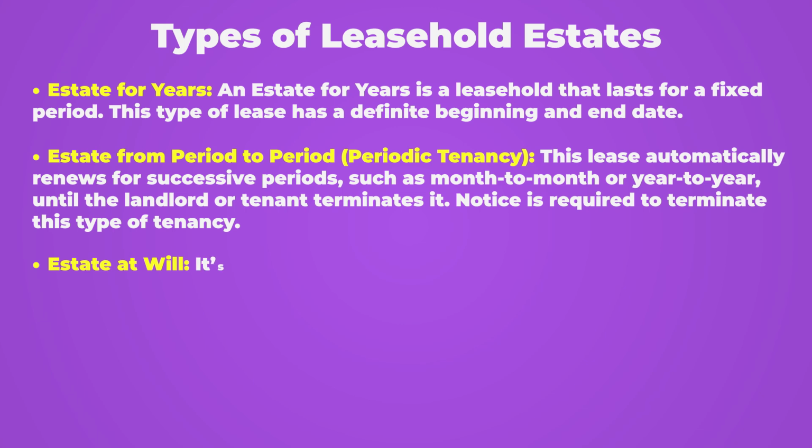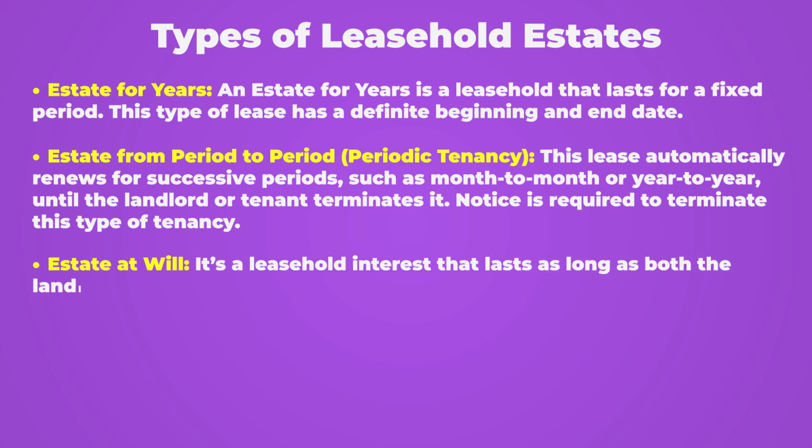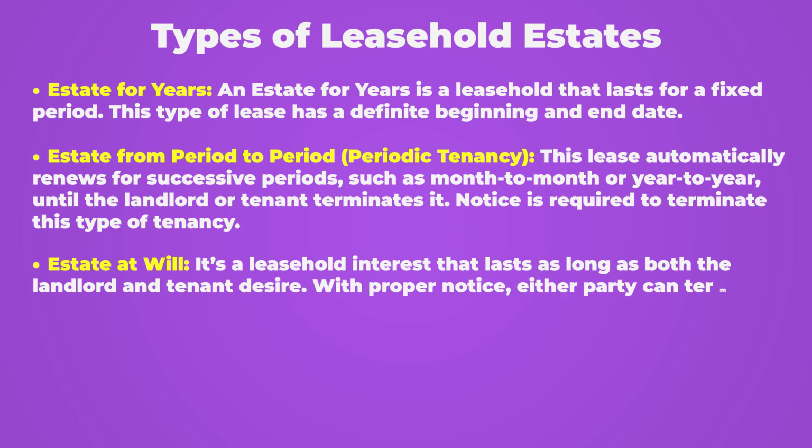Estate at will. An estate at will is a leasehold interest that lasts as long as both the landlord and tenant desire. With proper notice, either party can terminate it at any time. Because of that, an estate at will offers flexibility and uncertainty for both parties.